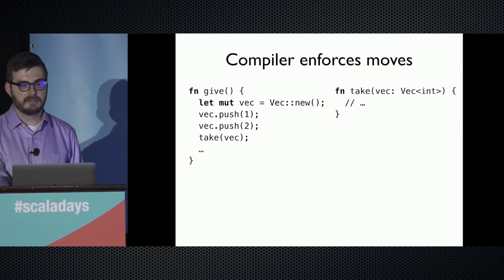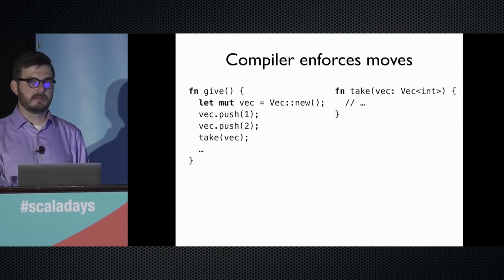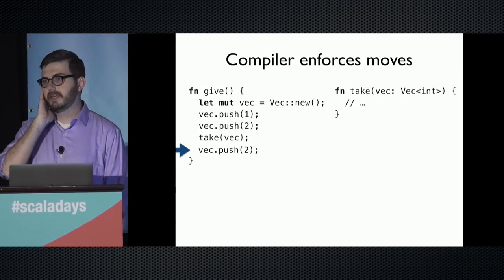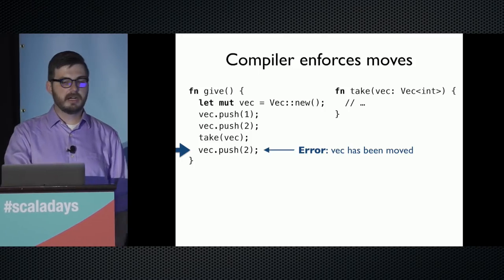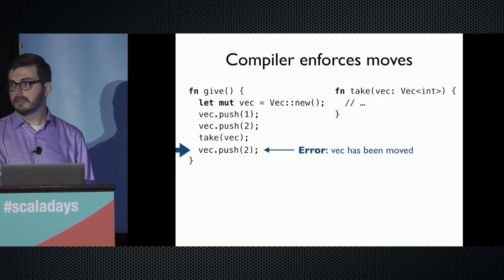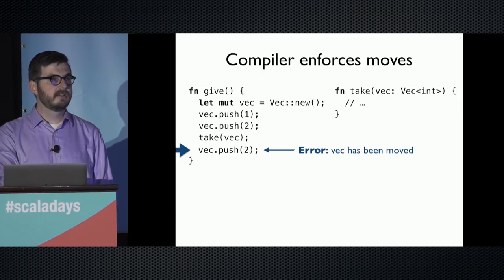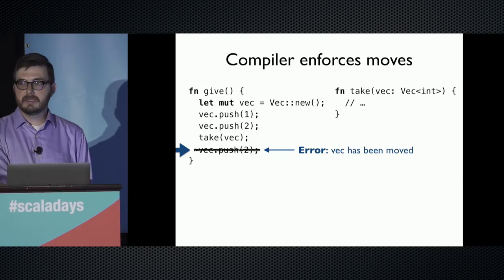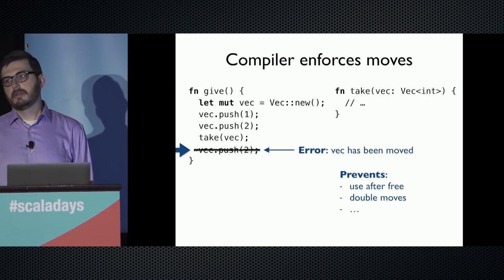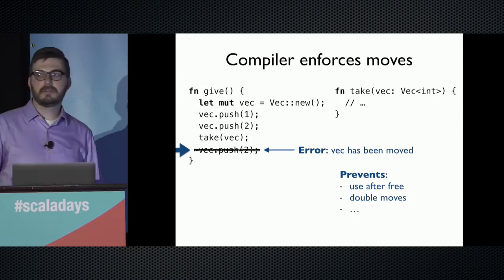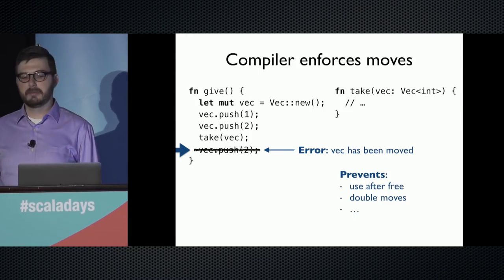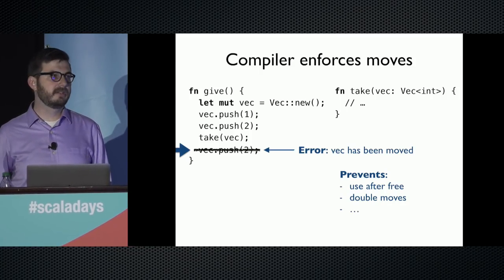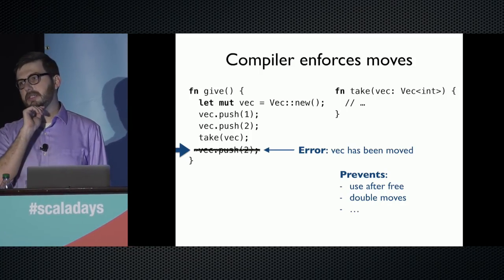But we can't in Rust, because the compiler actually enforces an ownership discipline. So if we tried to write, for example, vec.push here, the Rust compiler will give us an error and refuse to compile the program, saying, you've moved vector. You can't use it anymore. And this very simple discipline rules out basically all of the traditional bugs of systems programming. So use after free, double moves, dangling pointer, you name it, this ownership strategy accounts for it.